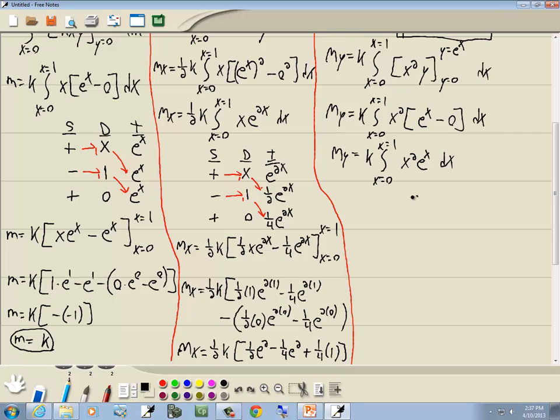So we're going to have our sign chart. And x squared is a part that will disappear. So we got x squared, derivative of that is 2x, derivative of that is 2, derivative of that is 0. This will be a plus, minus, plus, minus. Integral of e to the x is e to the x, and again, and again. So our flow on this will go like this.